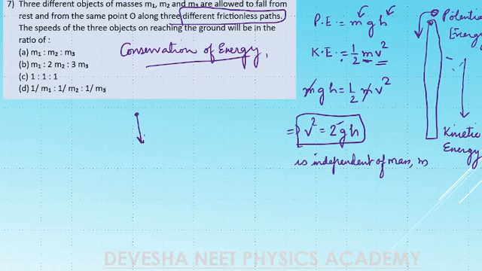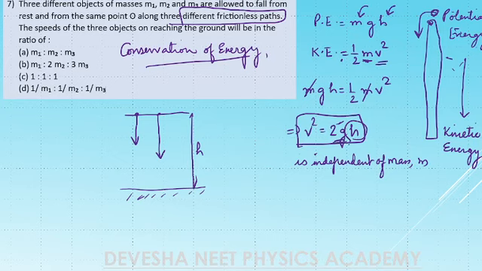So it means if a body is thrown from here, if two different bodies are thrown, okay, if the height is the same from the ground, and if they're frictionless, there is no friction on the way, then the velocity obtained is only dependent on the height, because g is the same, acceleration due to gravity is the same, it's only depending on the height.